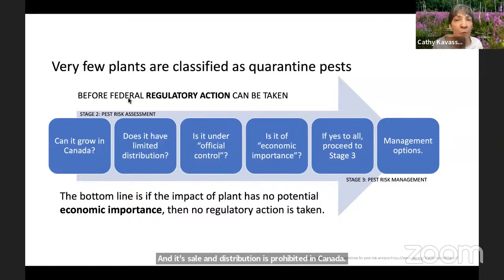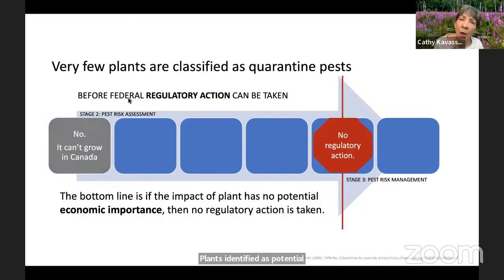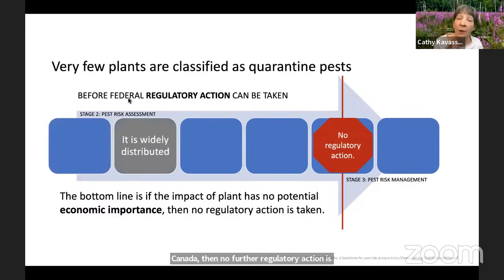However, very few ornamental plants are ever classified as quarantine pests. As part of a three-stage process, plants identified as potential pests are assessed. If there are no areas suitable for establishment, for instance, it's a tropical plant that can't grow in Canada, then no further regulatory action is taken. If it can grow in Canada and is widely spread, no regulatory action is taken.